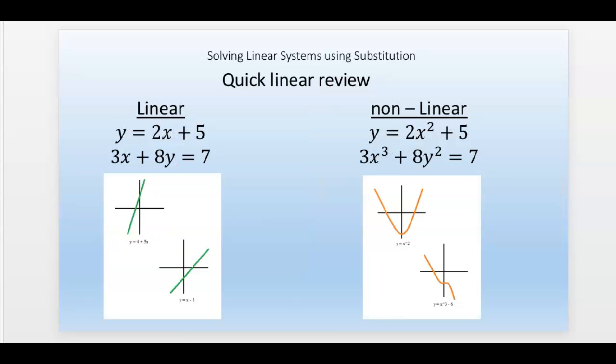Just a quick review. Guys, linear is where you just have an x and a y. You graph it, you get a straight line. Something that's not linear is where you have like an x squared or an x cubed or a y squared. That's not linear. That's curvy. This is a quadratic down here, and this is a cubic, x to the third. So please keep that in mind. I want you to know the difference between something that's linear and something that's not linear.